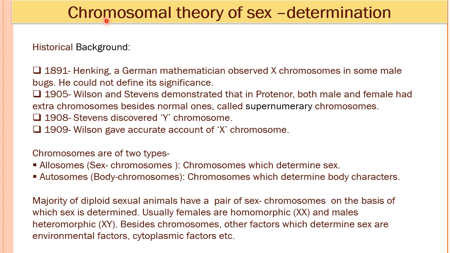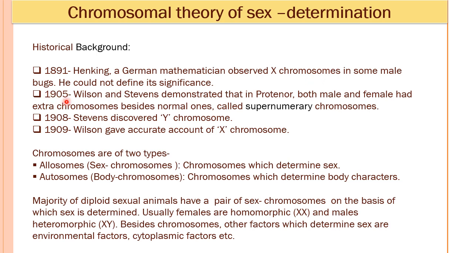Now we will discuss chromosomal theory of sex determination. Before that, some history of the sex determination. In 1891, Henking, a German mathematician, observed X chromosome in some male bugs. He could not define its significance. Normally in mathematics, any unknown variable is depicted by X. As Henking was a German mathematician, he termed it X chromosome.